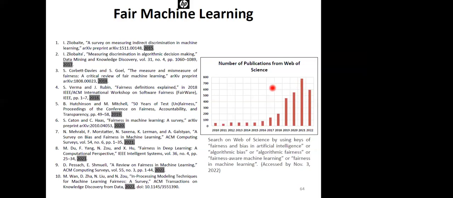But if you look at scale, you can see even on the topic of fair machine learning, not even fair AI, which is a broad topic, you get 700 or 800 papers per year. So very good for publishing papers and having a job. But how do you get these areas to progress?